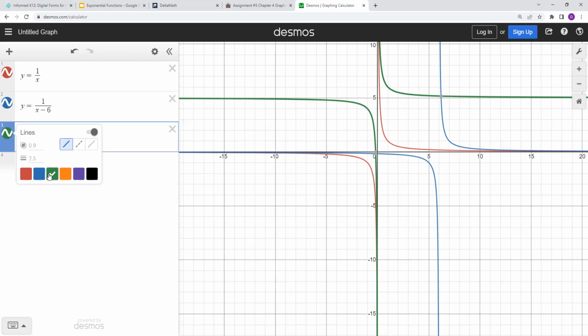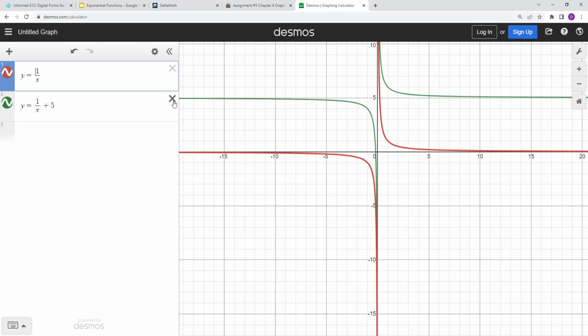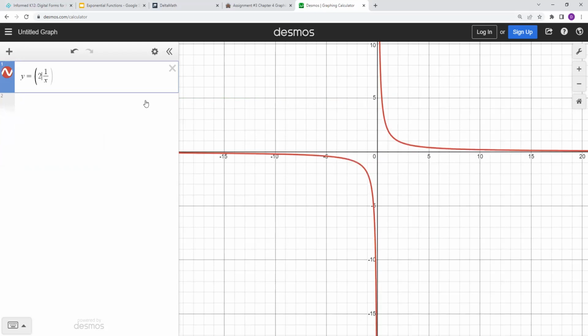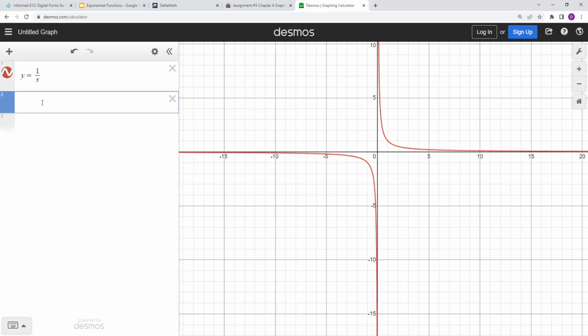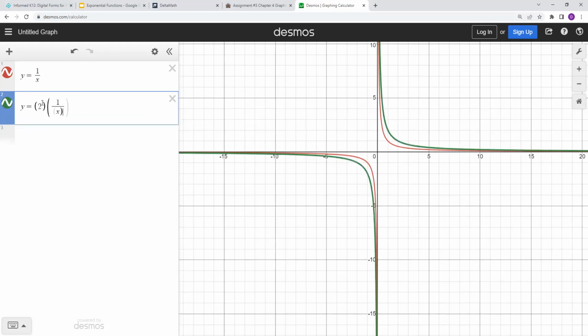Okay, all right. What about a horizontal or a vertical stretch? Let's say a vertical stretch by 2. If you just put a 2 in front, y equals 2 and then 1 over x. I hate the fact that they're using the same color here. So the 2 in front tells you that it's a vertical stretch by 2.